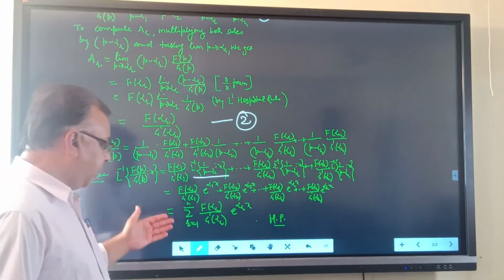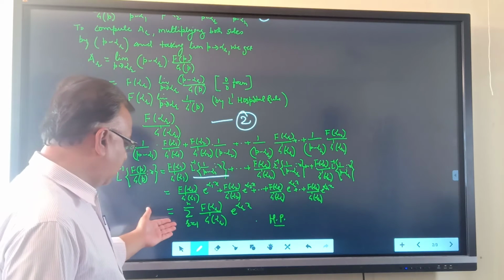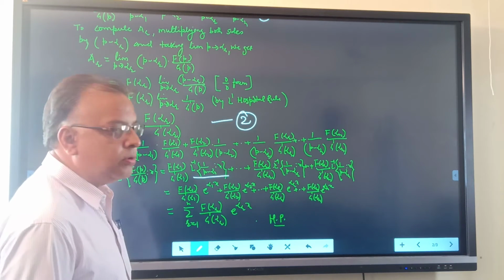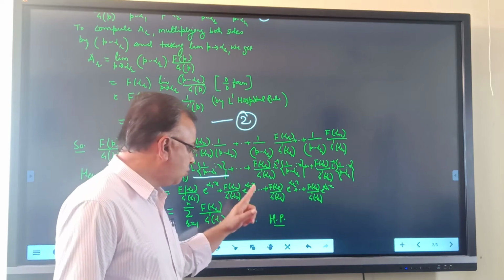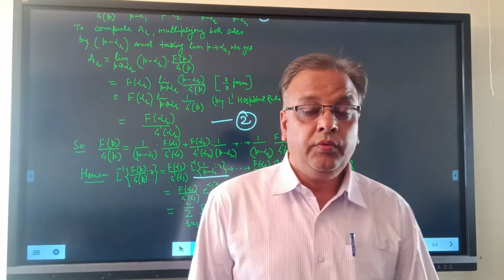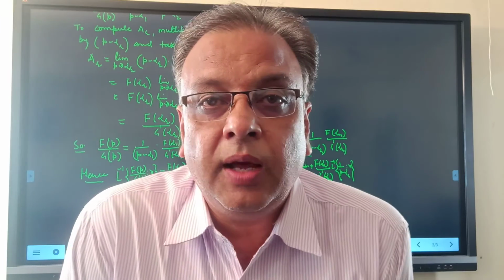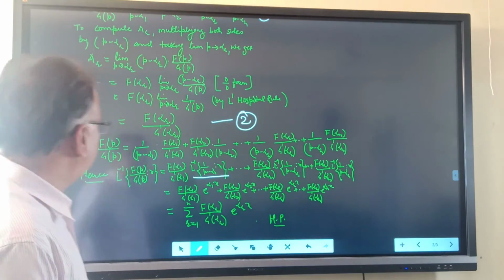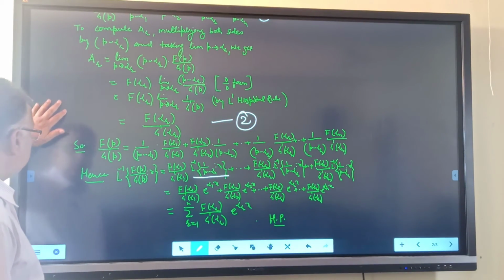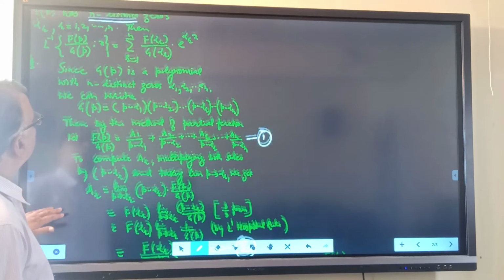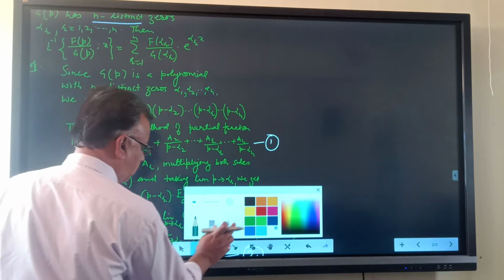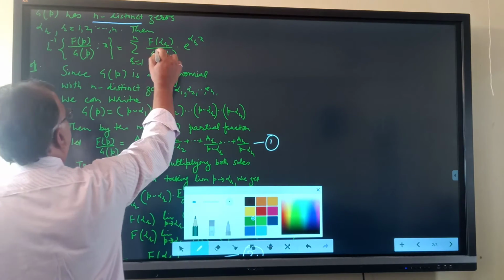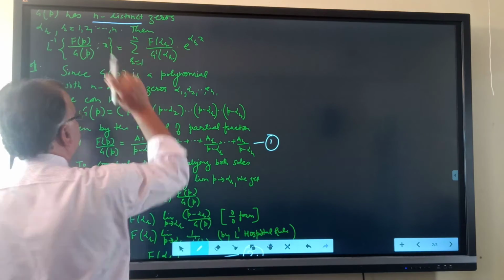This can be written in the summation form as the summation from r equals 1 to n of f of alpha r upon g dash of alpha r, e raised to alpha r x, which is the required inverse Laplace transformation of the function. We change here. This value is g dash alpha r.